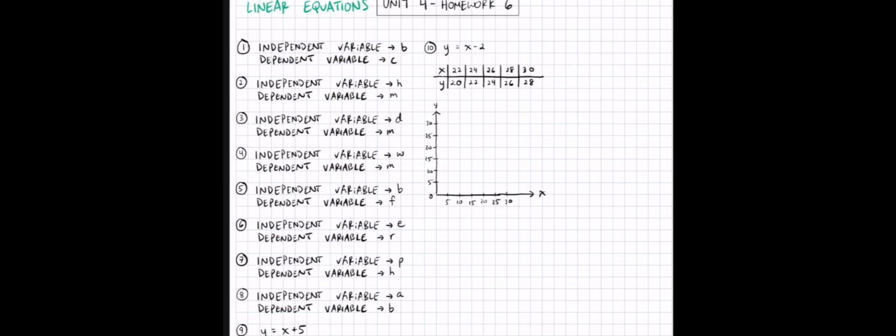And plotting some points here, we have 22, 20. So 22 is here, and then, whoops, let me try that again. 22, 20, I think that's right about here. And then we have 24, 22, 24, 22, right around there. 26, 24, that's a little past 25, but a little below this 25 over this way.